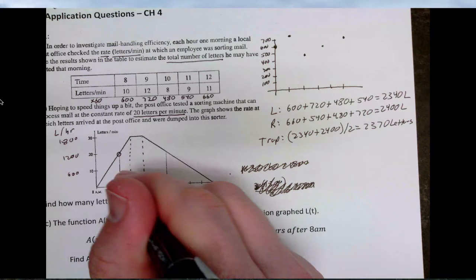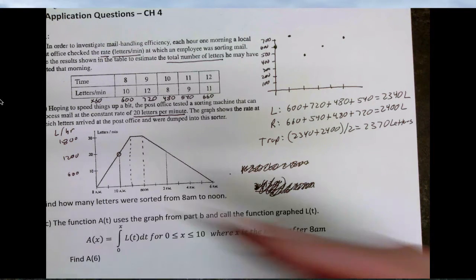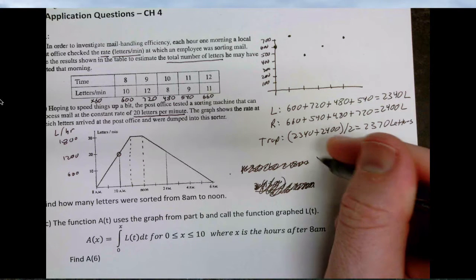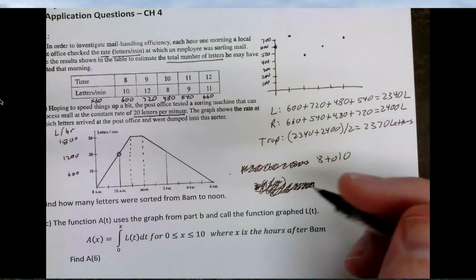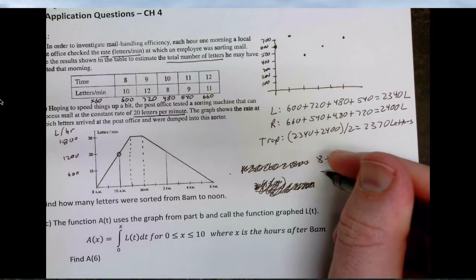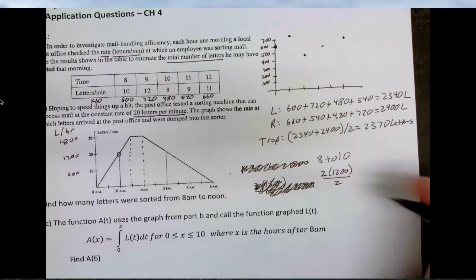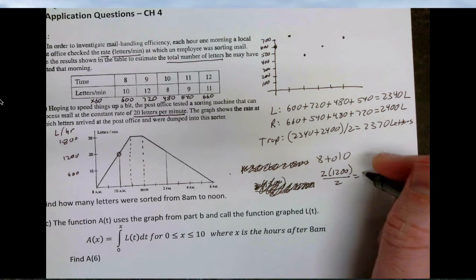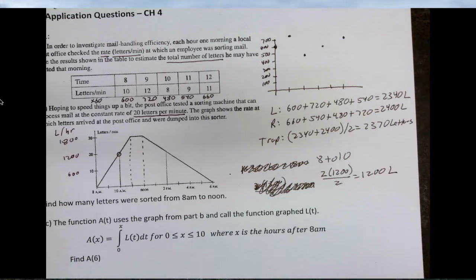Let's figure that out right now. In this piece right here, this triangle is going to represent how many it's sorted from 8 a.m. to 10. So from 8 a.m. to 10, we're going to do that area. This is 2 by 1200, divided by 2 because it's a triangle. So from 8 to 10, the machine can sort 1200 letters.